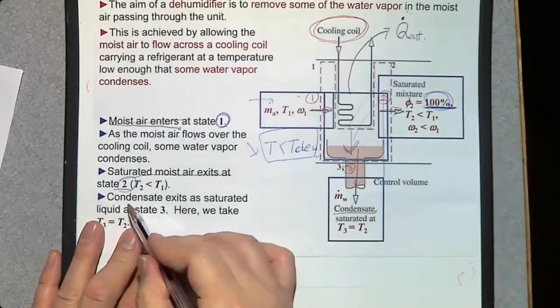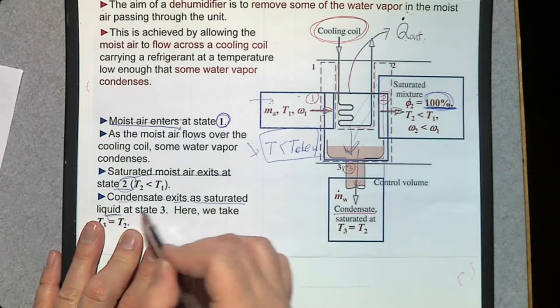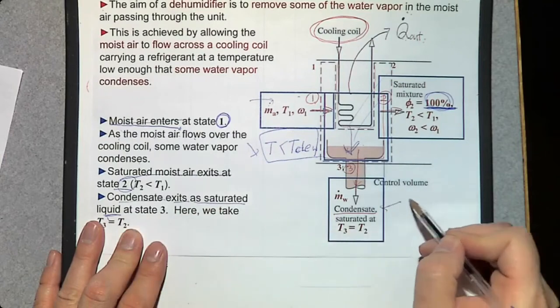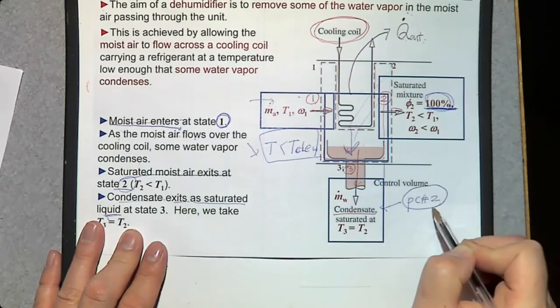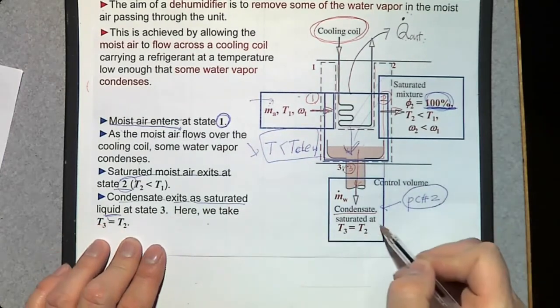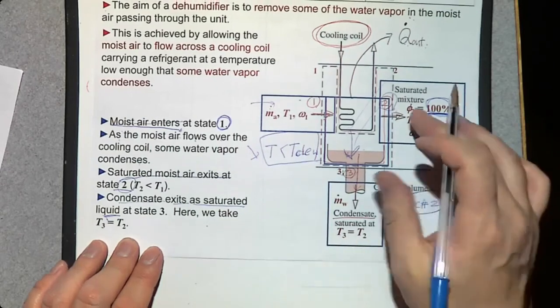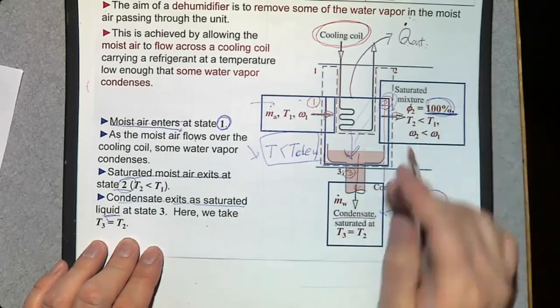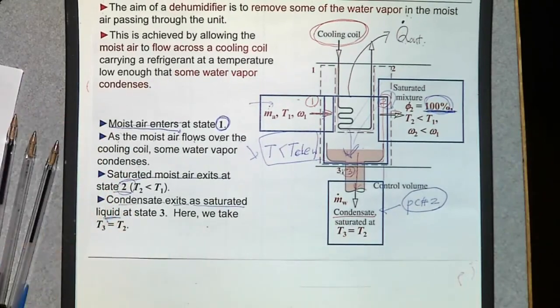And finally, the condensate exits as a saturated liquid. So our assumption is that the condensate is a saturated liquid at the same temperature between number 3 and number 2. So there's no temperature gradient between number 3 and number 2. So these are the assumptions that we are going to use.